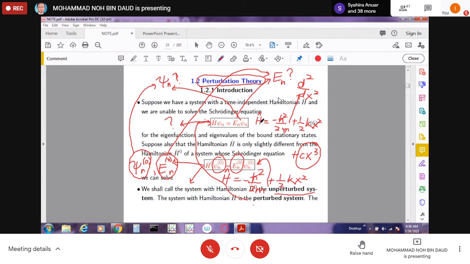When you subtract the Hamiltonian with the zero superscript, the unperturbed Hamiltonian, from the perturbed Hamiltonian, we will get this cubic potential, C x cubed, which is actually our perturbation.